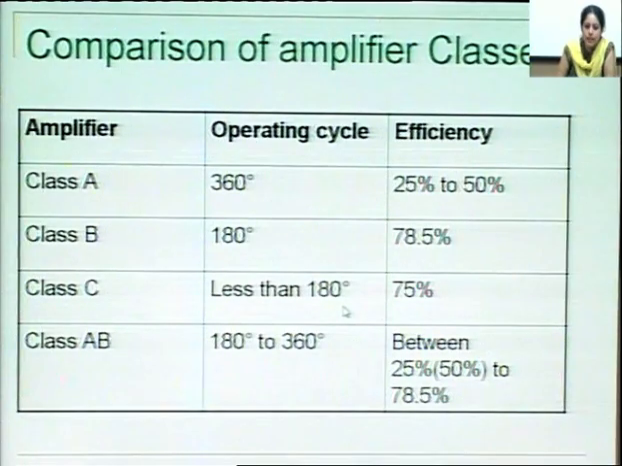Cycle is less than 180 degree, but the efficiency is 75%. In case of class AB amplifiers, class AB is in between the class A and B amplifiers, so the operating cycle for class AB amplifiers is 180 degree to 360 degree, and also the efficiency is between 25% to 78.5%.